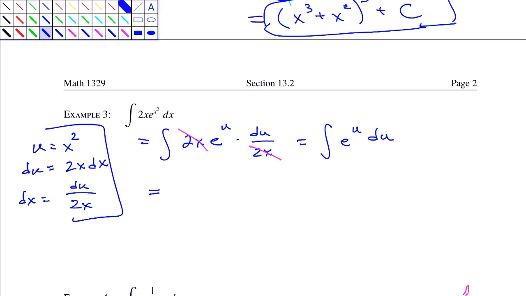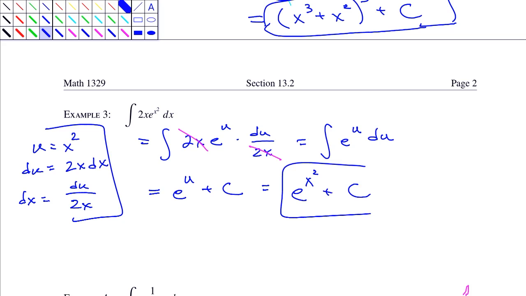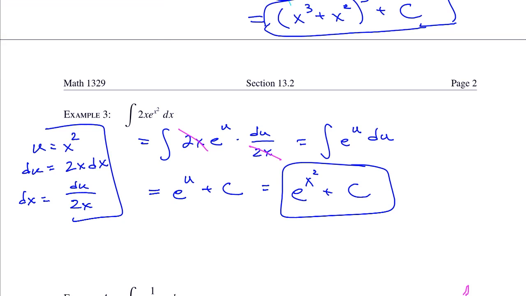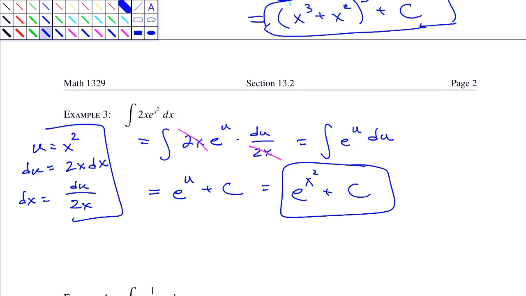What is the integral of e to the u? One step at a time. E to the u plus c. So you haven't done the integration yet. You got to do the integration with the u. Then you back substitute. Yeah, take your time. Then it's e to the x squared plus c. Questions?